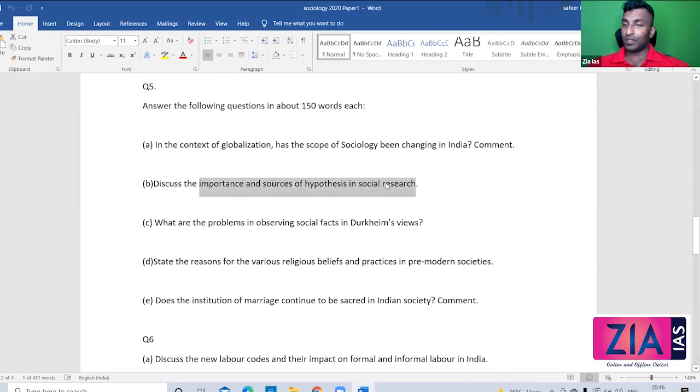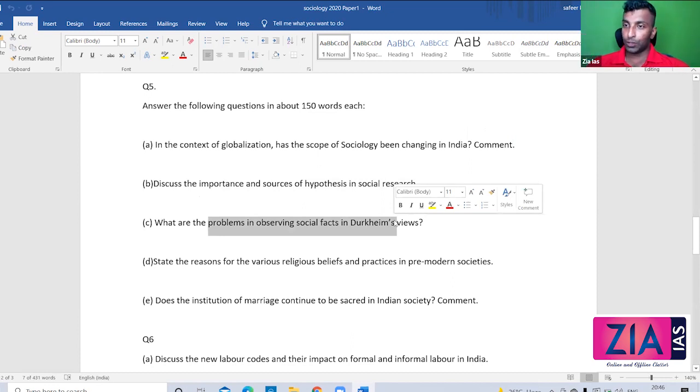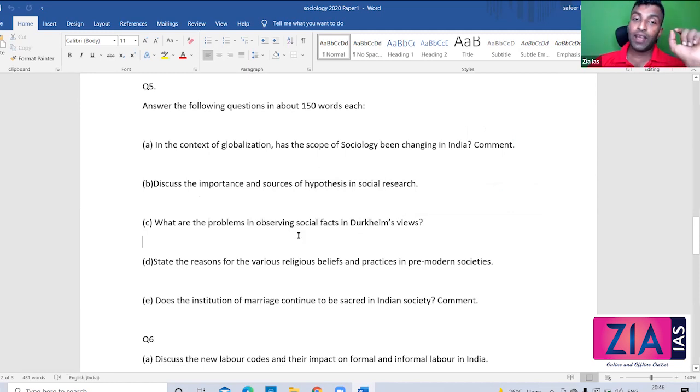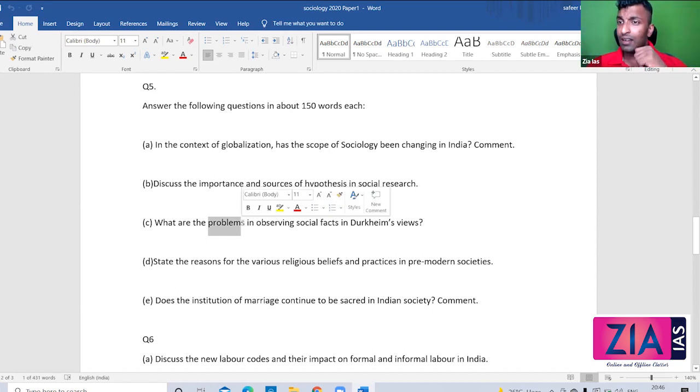Importance of sources of hypothesis in sociological research. Direct question, nothing to discuss now. What are the problems in observing social facts in Durkheim's views? Explain what are social facts, what are the characteristics of social facts, rules of studying social facts, and in one of the rules of observation. The question is directly from there. So explain more about rules of observation. What he says there: consider social facts as things. That's where the problem comes. How to consider social facts as things? Social facts are these social phenomena.